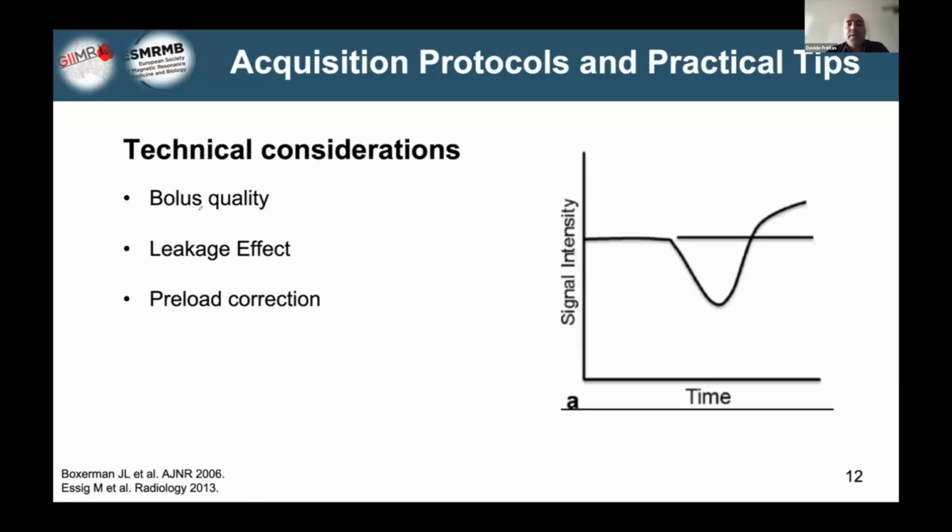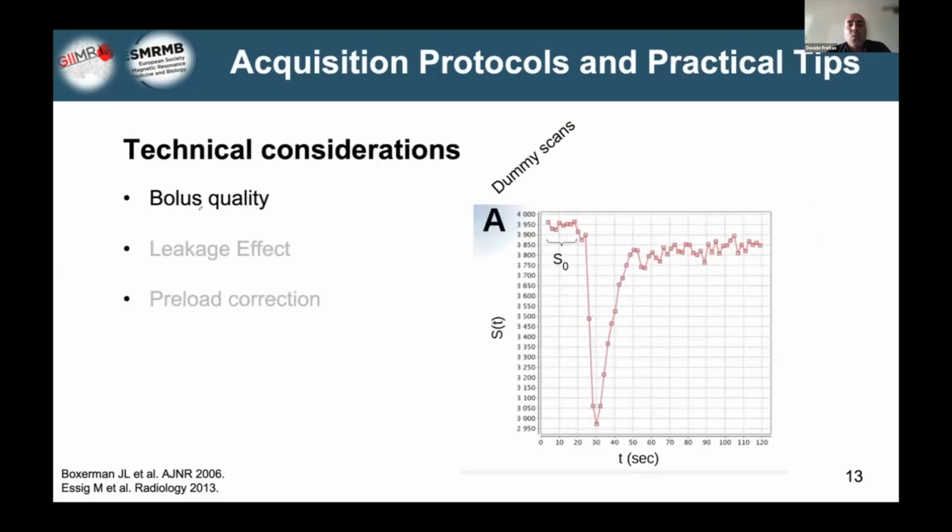Beyond the acquisition parameters, several technical factors directly impact the precision. Bolus quality, leakage effects, and preload strategies can all significantly influence the signal and the final perfusion maps. So, bolus quality is a fundamental determinant of DSC reliability.